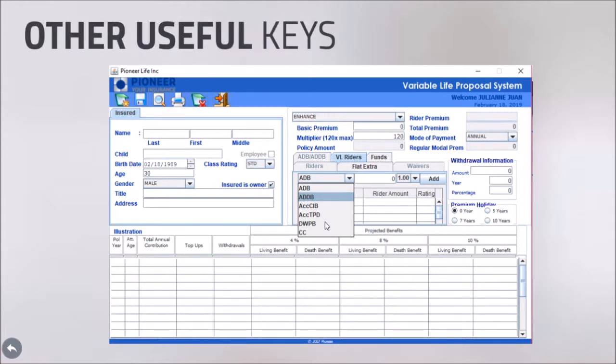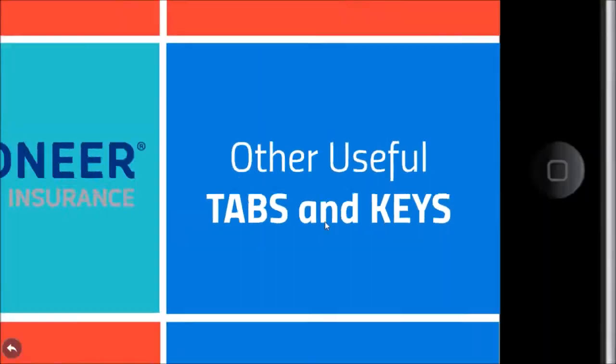Other useful keys in the IOB generator are the following. Use this key to clear all entries on the generator. Use this to save information. Use this to search for saved IOBs within the system. Use this to create a printable version of the IOB. And lastly, use this to exit from the generator page.